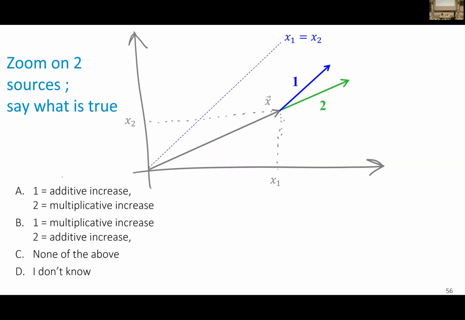To understand what we should do, let's analyze what happens in this specific case here. I'm proposing two sources. What happens if I do additive increase or multiplicative increase? So here, move 1 is a move here. Does it correspond to additive increase or to multiplicative increase or to nothing? And same question for move 2.